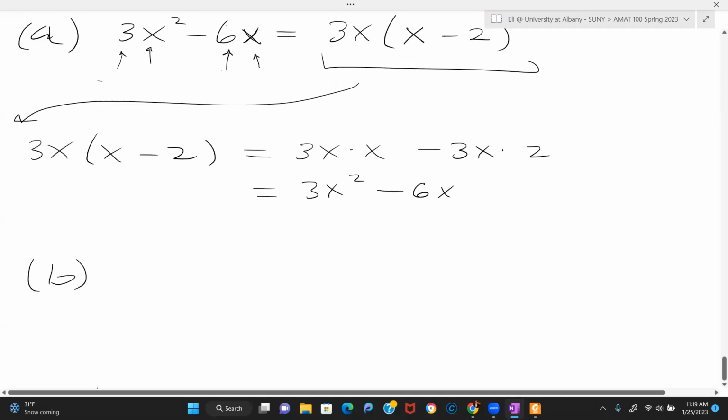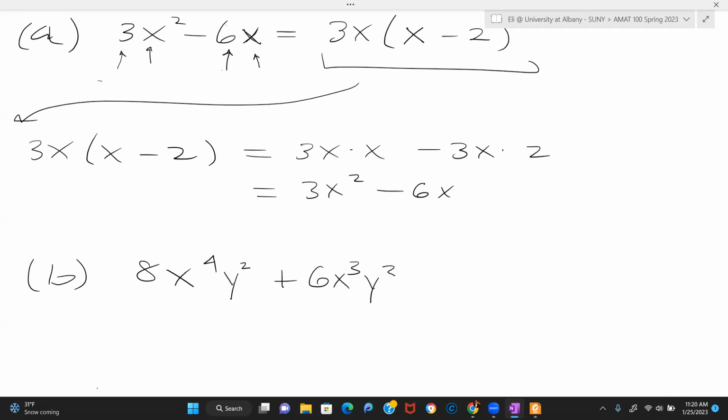All right, so that was A. Let's look at B now. We have 8x to the fourth y squared plus 6x cubed y cubed minus 2x y to the fourth. Again we have this algebraic expression. This is actually a polynomial in two variables, x and y. We want to factor this. We have three terms in this polynomial.